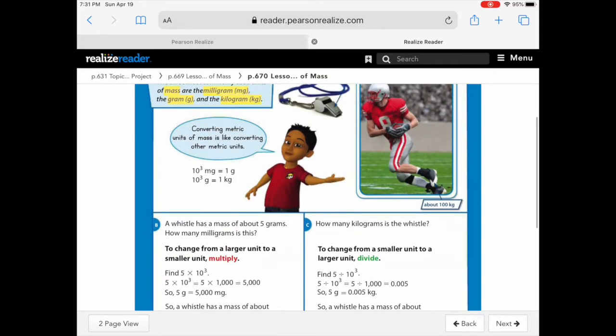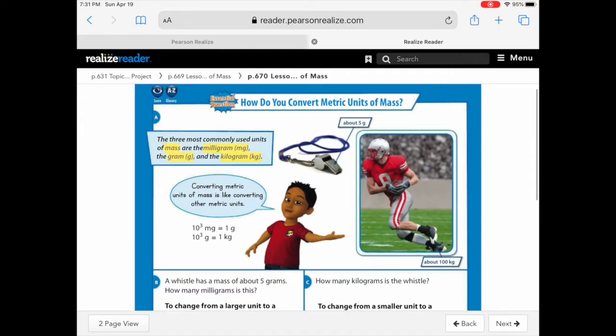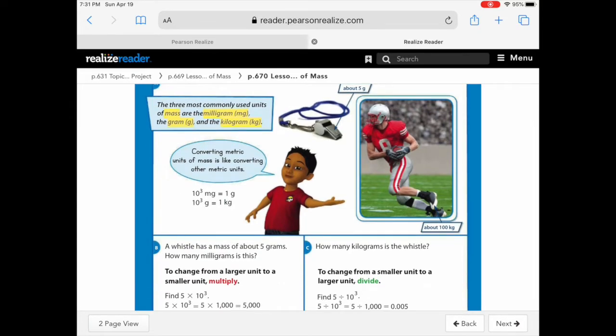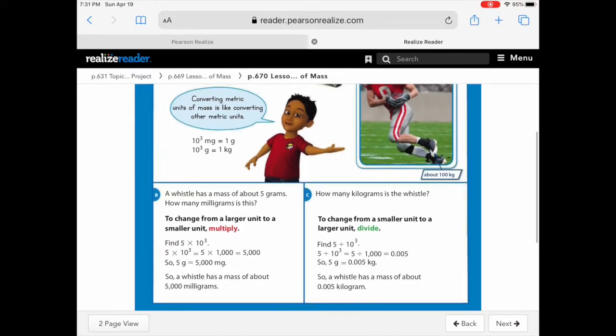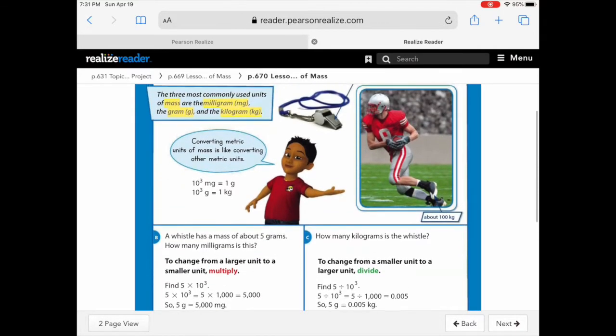Here we're converting metric units of mass, just like we converted other units. The three most common units used of mass are the milligram, the gram, and the kilogram. Milli, we know, is very small. It's 1 over 1,000. Gram is just our 1 unit, and kilogram is very big, right?